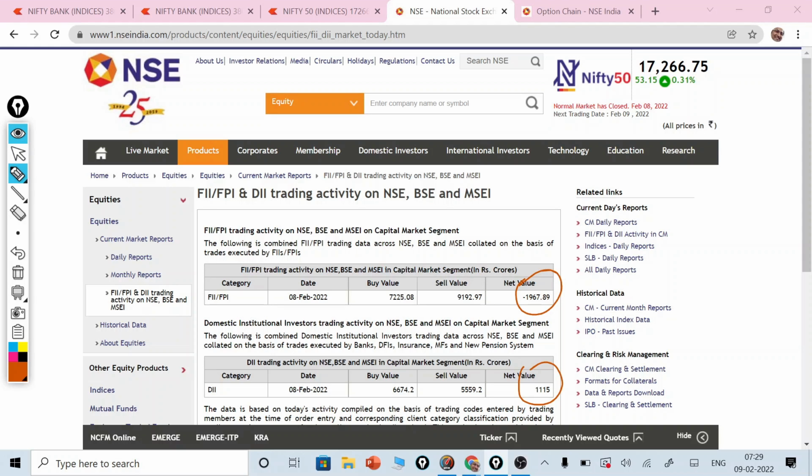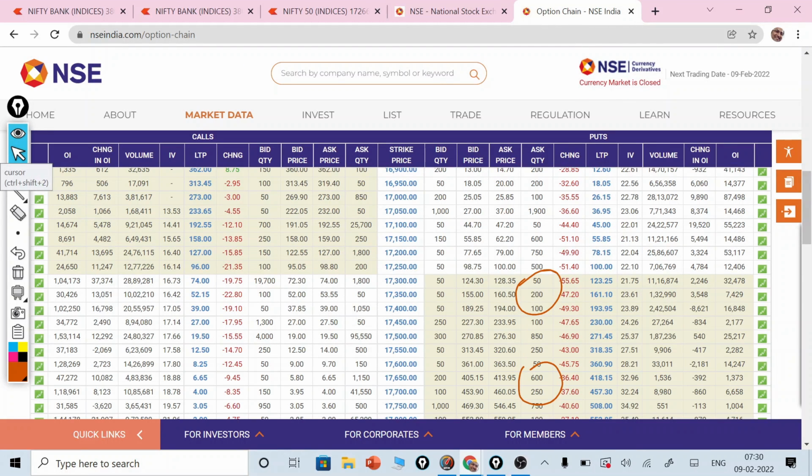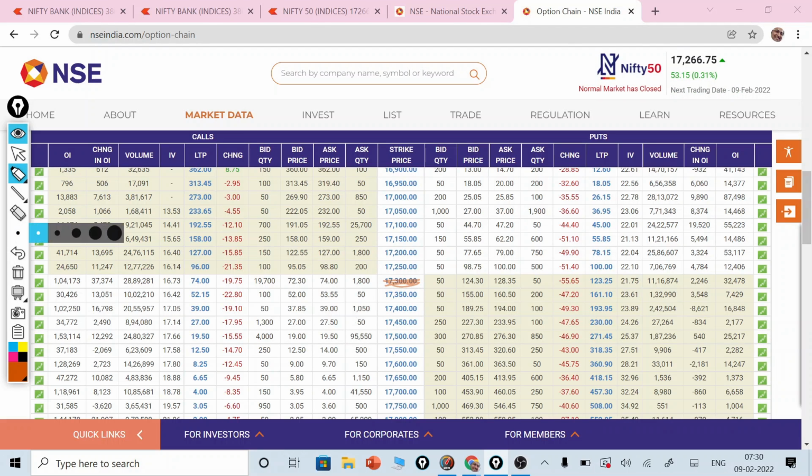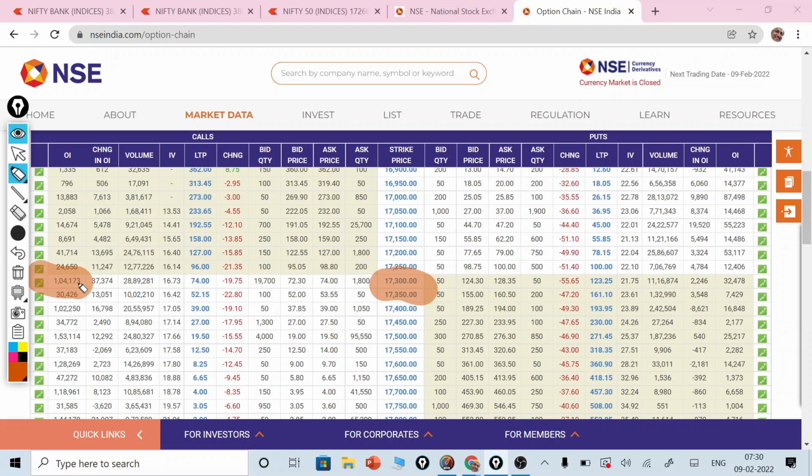Now next important is the option chain. I'll present it to you. You can see in the option chain very important heavy call writing at 17,300. I'll mark it thick. You can see very heavy call writing, 1,04,000. So 17,300 is going to be a very strong resistance level.